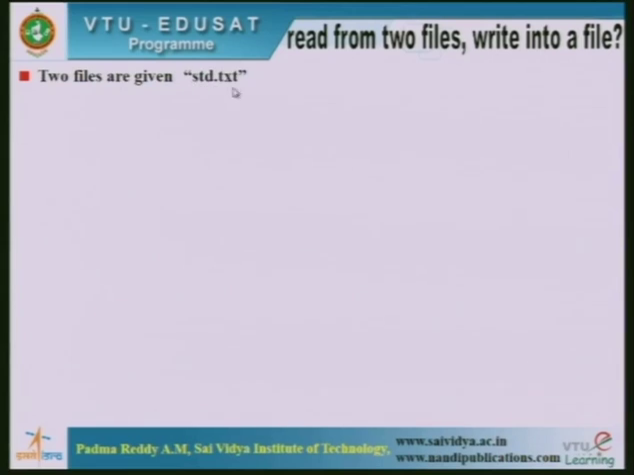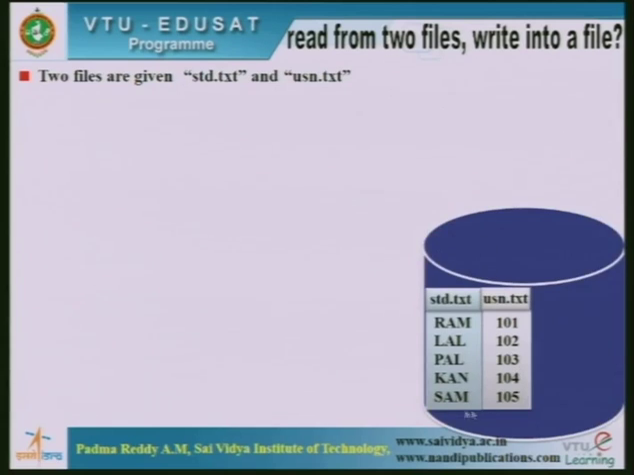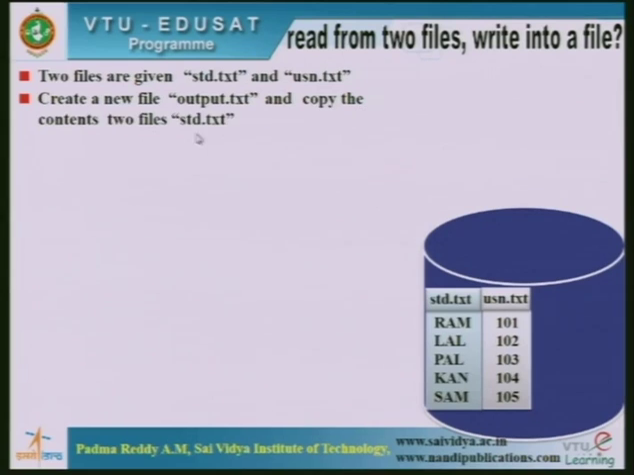Say one file is std.txt, and assume it already contains Ram, Lal, Pal, Khan, Sam and so on. And another file is usn.txt, containing 101, 102, 103, 104, 105. Both the files are stored in the hard disk. Create a new file by name output.txt and copy the contents of the two files, std.txt and usn.txt, into output.txt.